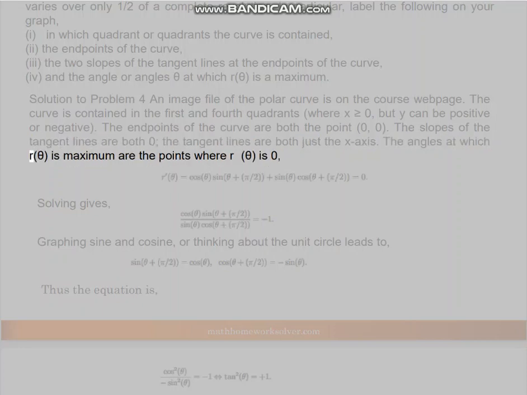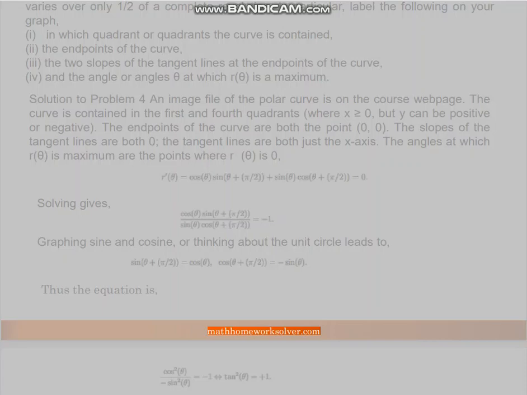The angles at which r(theta) is maximum are the points where r'(theta) is 0. Solving gives the equation. Graphing sine and cosine, or thinking about the unit circle, leads to the result. Thus the equation is.